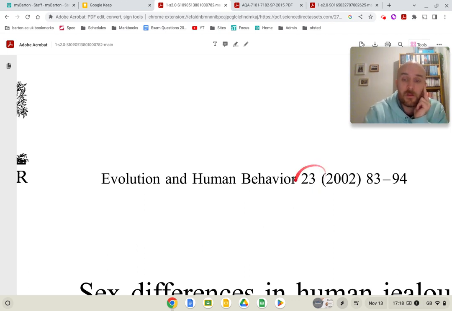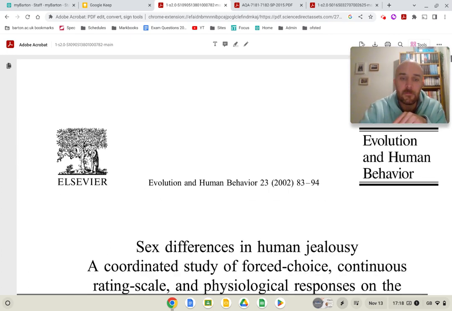That is the 23rd volume, the 23rd time they've printed a volume. You've got the year there, and then you've also got the page numbers as well. Now, all of this is going to be crucial later on, so I want you to make a note of this. You've got the journal, the volume number, the year, and the page numbers. You will need that later on when I get you to reference this.